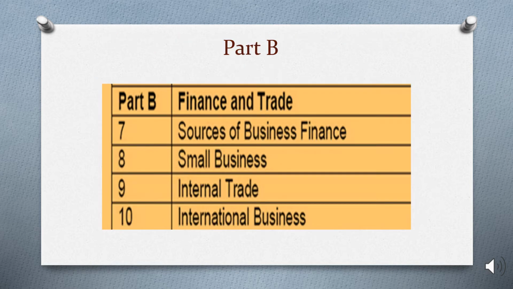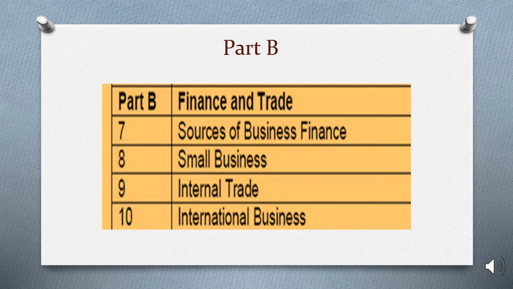Okay, in this slide we see the remaining chapters. So the four chapters that are there. In chapter 7 you will learn about sources of business finance. So what are the various options that a business has, from where they can bring money? Every business needs money, so from where they can acquire that money, from where they can raise the money. So that we will learn here, and the merits and demerits, positives and negatives of each of these sources we will learn.